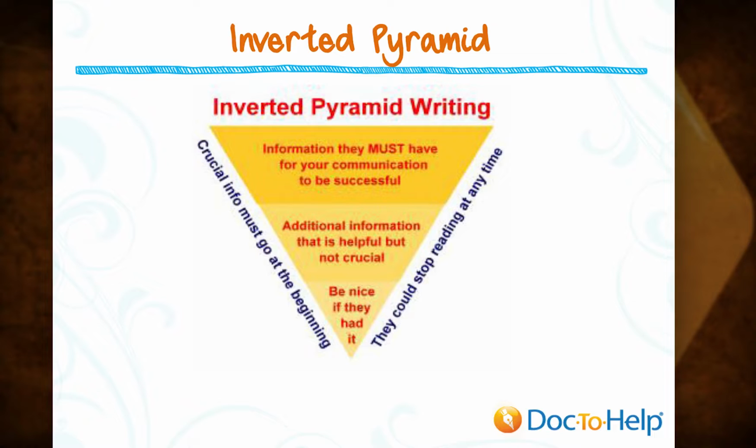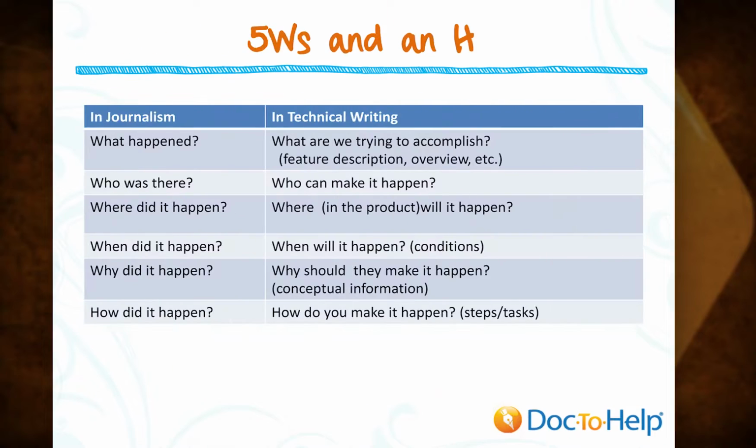This is an excellent way to write documentation that could serve the majority of users immediately and everyone else over time. The 5 W's and an H are who, what, why, where, when, and how. All of these questions could be answered from a tech writing perspective. For example, what task are we trying to accomplish? Who can make that happen? And how do you make that happen?